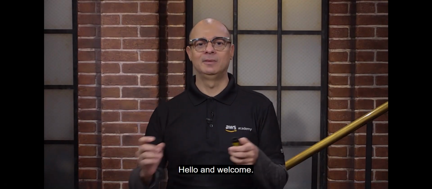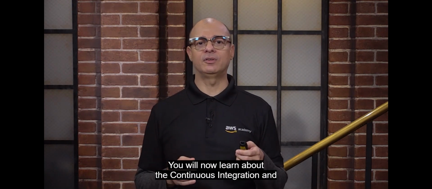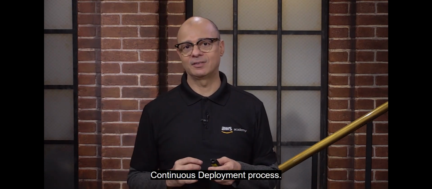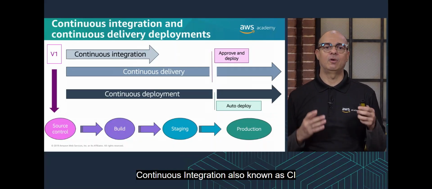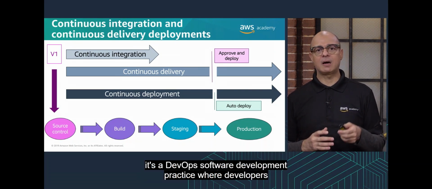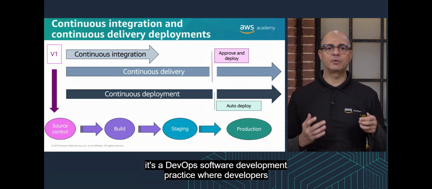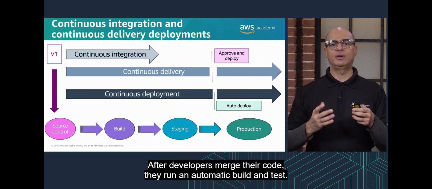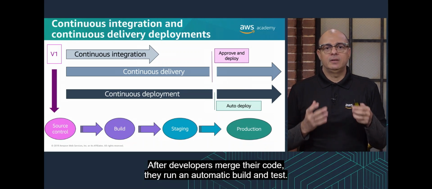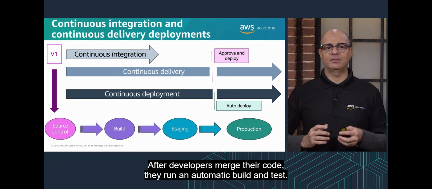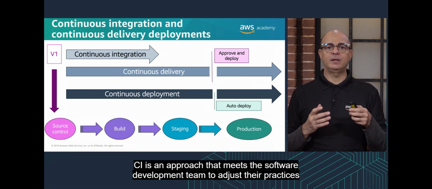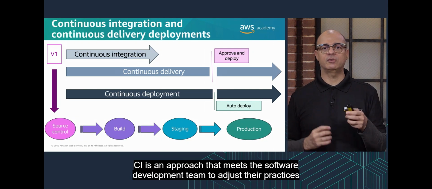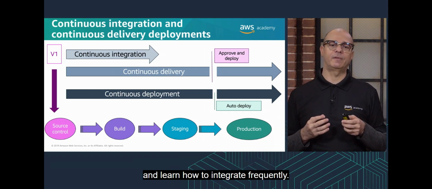Hello and welcome. You will now learn about the continuous integration and continuous deployment process. Continuous integration, also known as CI, is a DevOps software development practice where developers regularly merge their code changes into a central repository. After developers merge their code, they run an automatic build and test. CI is an approach that needs the software development team to adjust their practices and learn how to integrate frequently.